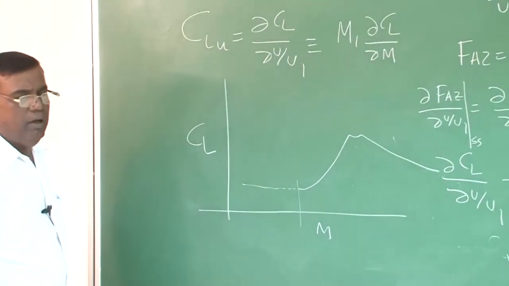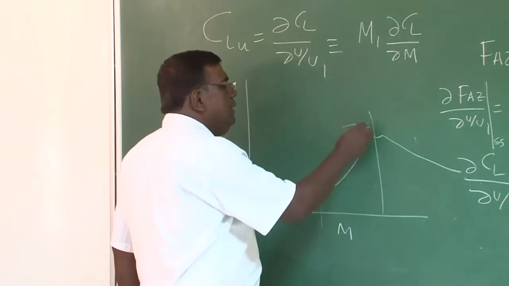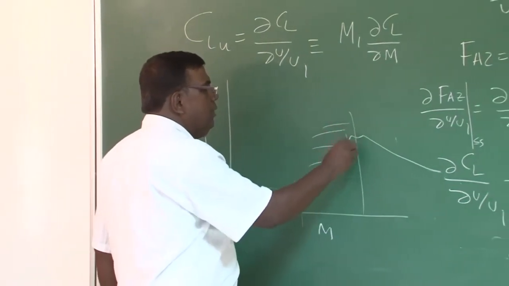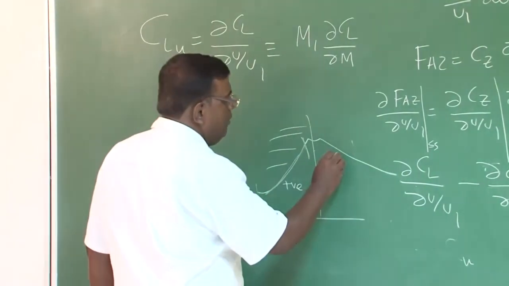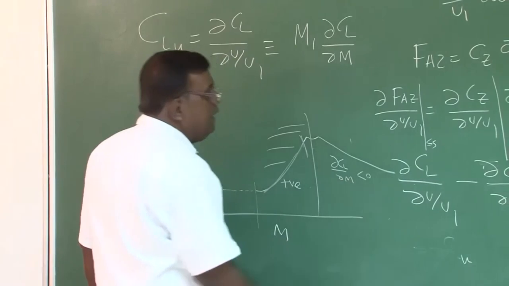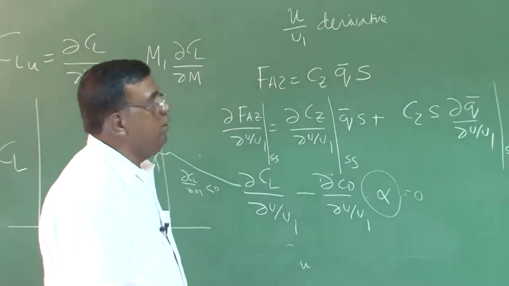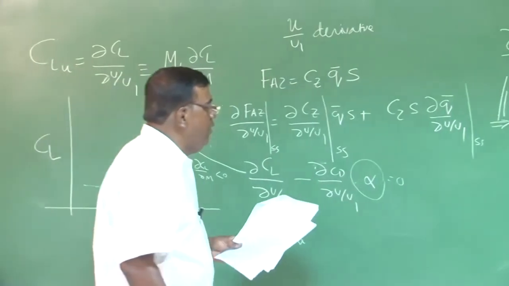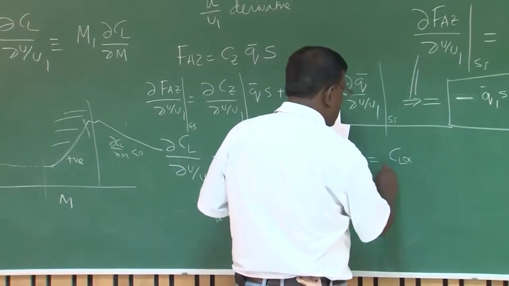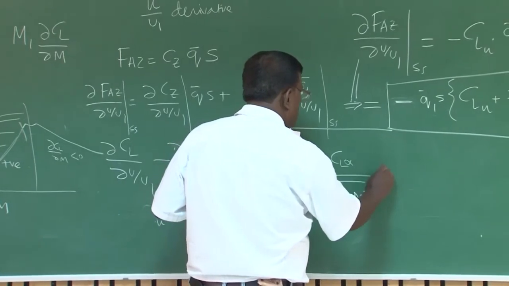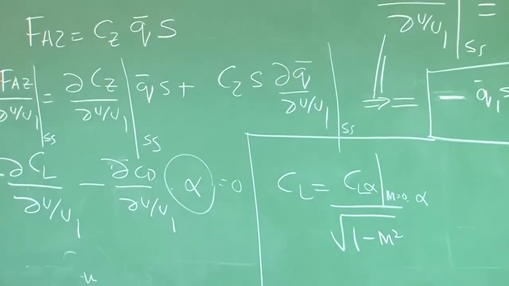You know, this typically follows the Prandtl-Glauert transformation. And here also you could see, beyond this transonic region, up to high subsonic, this slope is positive, dCl by dm is positive, and here dCl by dm is negative. So again, depending upon which flight regime you are flying, the value of dFAz by du1 is also going to change. Right. You could also see that there's an analytical way of handling it using the Prandtl-Glauert transformation. CL is defined as CL alpha by under root 1 minus m square into alpha, where CL alpha is at m equal to 0, the incompressible case. This is a compressibility correction.